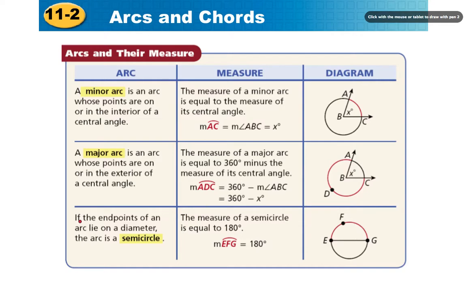And if the endpoints of an arc lie on a diameter, the arc is a semicircle. This is the illustration that goes with it, and this is how you find the measurement of a semicircle, which is 180 degrees.